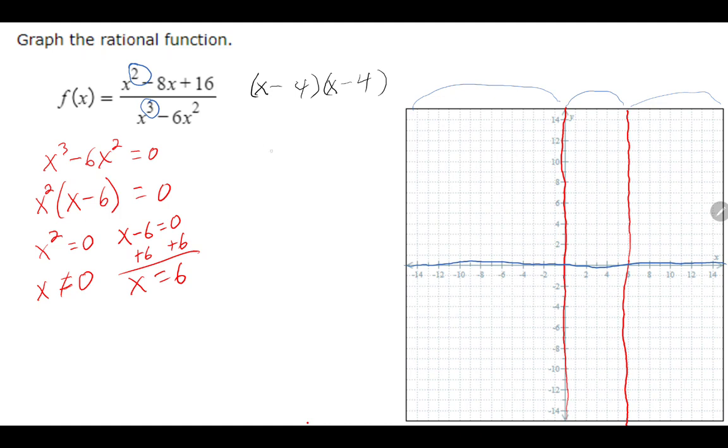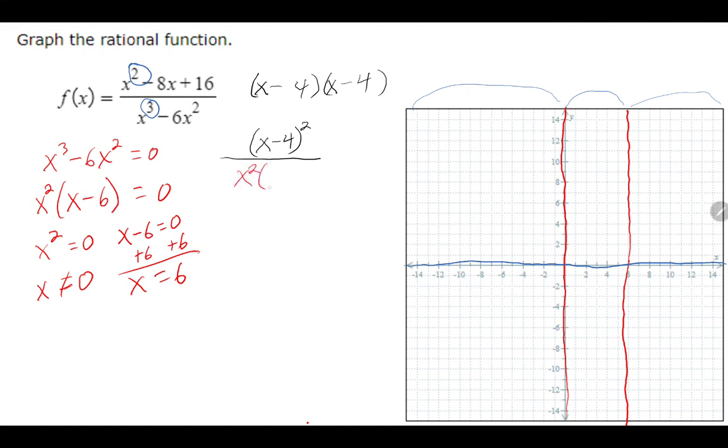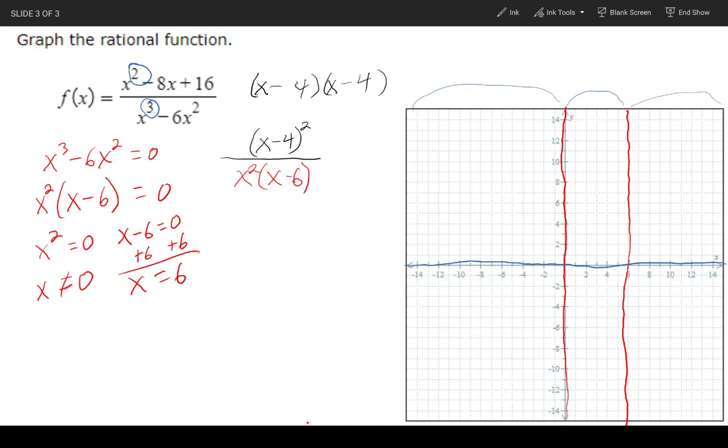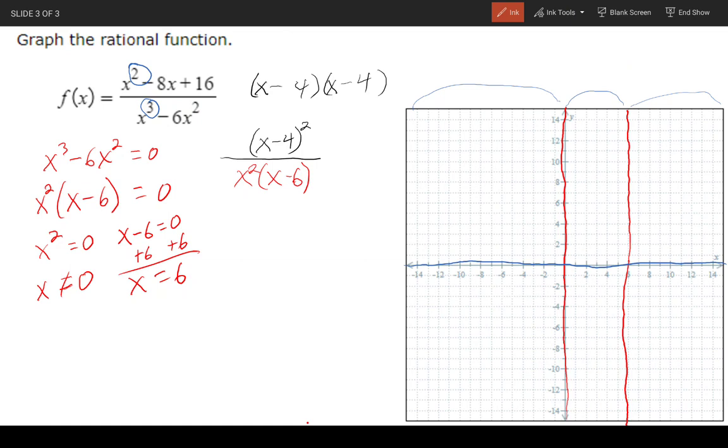So then this equation is x minus 4 squared over x squared times x minus 6. Great. Now this will help me with plugging them in, just because then my numbers aren't big. I don't have to deal with that silly 16, because I like small numbers. I'm not good with big numbers. All right, so let's see what we got. We have a value over here. I'm going to choose negative 1. Why? Just because it's the closest.